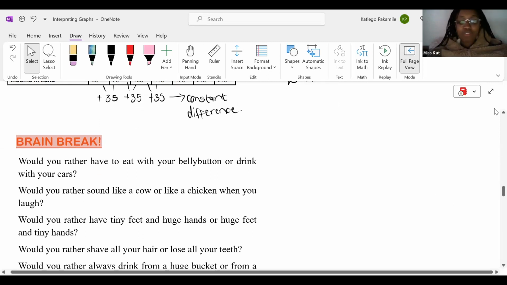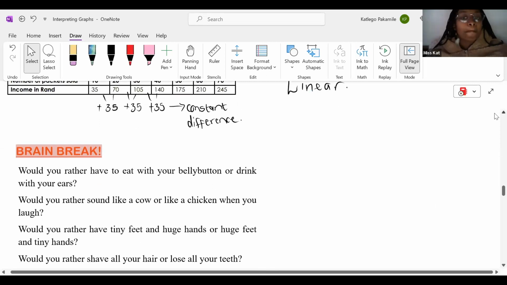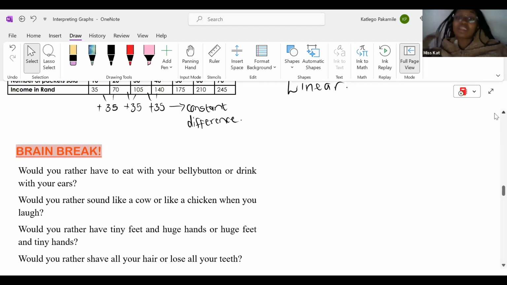Okay. Would you rather shave all your hair or lose all your teeth? Guys, when we say shave all your hair, we mean eyebrows as well. Okay, let me clarify. Eyebrows and eyelashes as well, like everything. They're like, nah, I don't lose my teeth. Lose my teeth, shave hair. So even your eyebrows, guys? I would rather have no hair whatsoever than have no teeth.